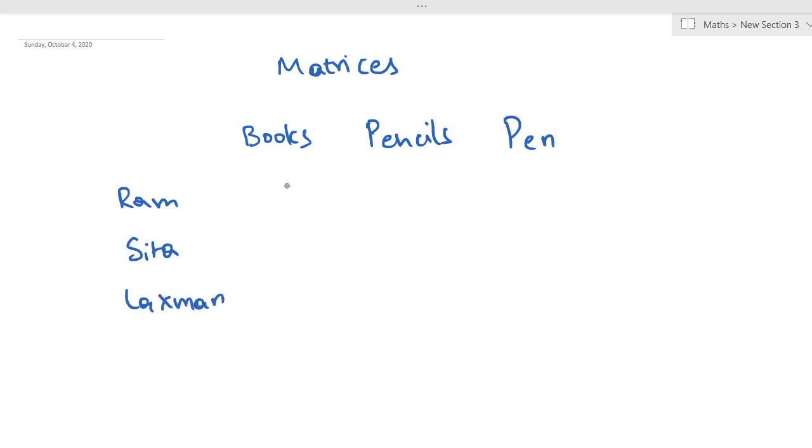If Ram has 5 books, Sita has 10 books and Lakshman has 15, and Ram has 3 pencils, Sita has 8 pencils, Lakshman has 10 pencils, and Ram, Sita and Lakshman have 2, 5 and 2 pens respectively.